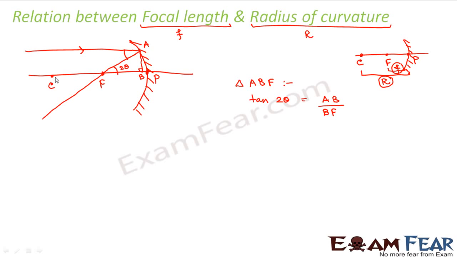Now we want to find out a relationship between focal length, which is this f, and radius of curvature, which is this R, right? So we have to involve this length as well.